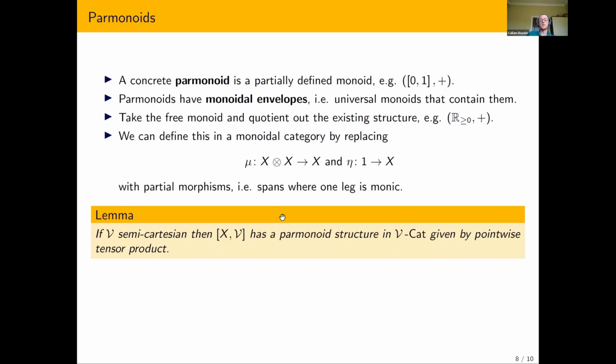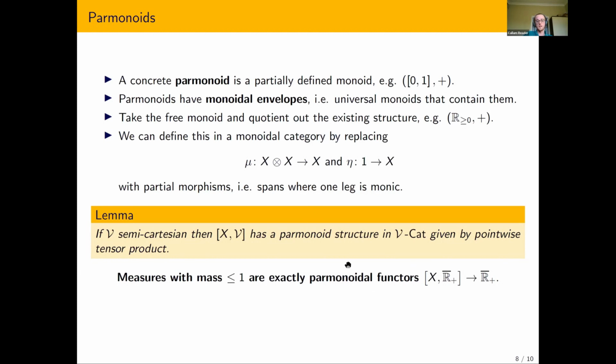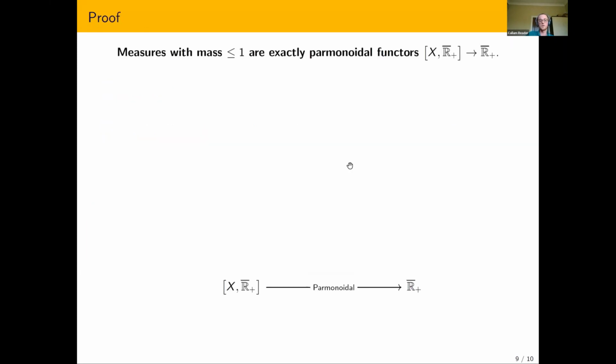So this inherits some of the tensor structure on V. And it turns out that measures with mass less than or equal to 1 are exactly par monoidal functors from your co-appreciative category into R plus bar. So they're just the things that preserve pointwise addition. And the proof for this goes as follows. If you start with some par monoidal functor here, then you can complete this category of short maps to the category of Lipschitz functions, because this turns out to be the monoidal envelope.